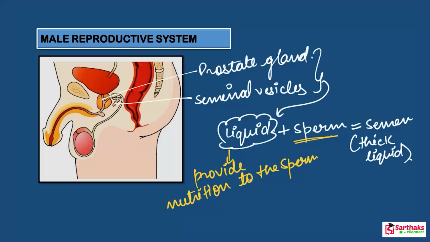Then the next part is the urethra. One important point I want to tell you about the urethra is that it is a common passage for sperm as well as urine. Look at the diagram, this is the urethra part. Here the urinary bladder is present and here the testis. So the testis and urinary bladder both are connected to this urethra part. That's why through this urethra urine passes out as well as the sperm. That's why I am saying that the urethra is the common passage.